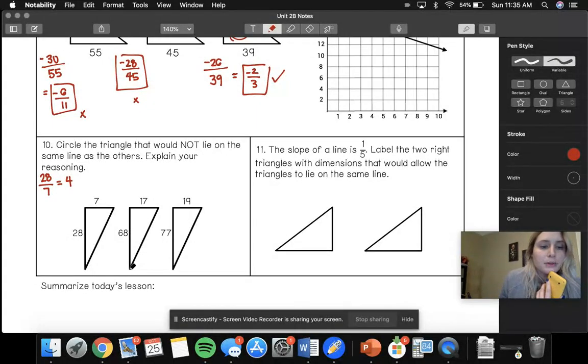All right, this one has a rise of 68 and a run of 17. 68 over 17 is also 4. So just by using your elimination skills, this one will not work, but let's just make sure. This one has a rise of 77 and a run of 19.